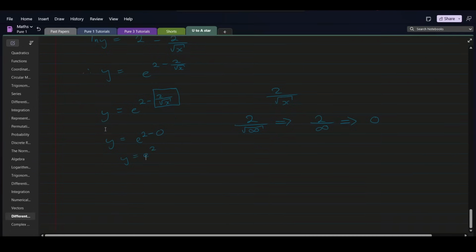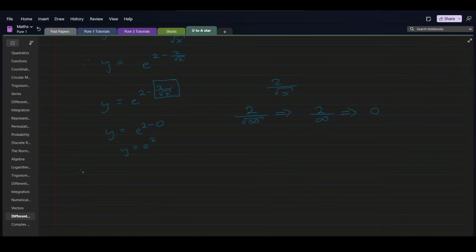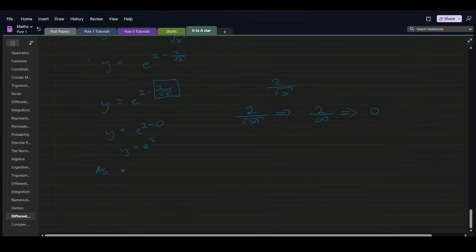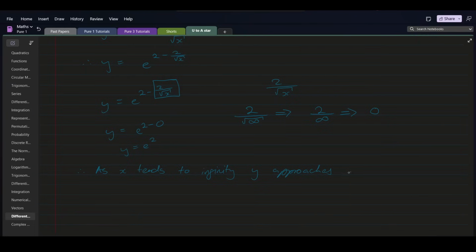So we can conclude that, therefore, as x tends to infinity, y approaches e to the power 2. And this would be our final answer.